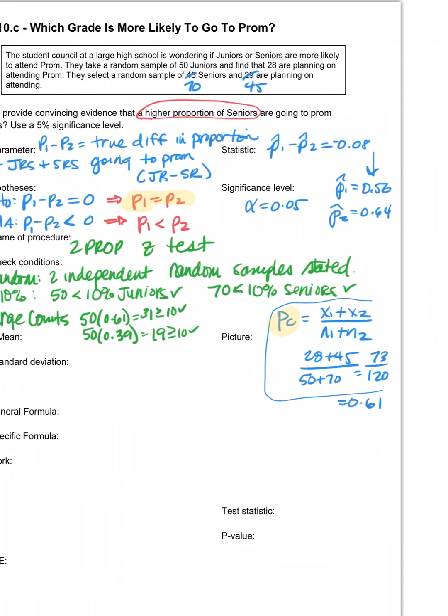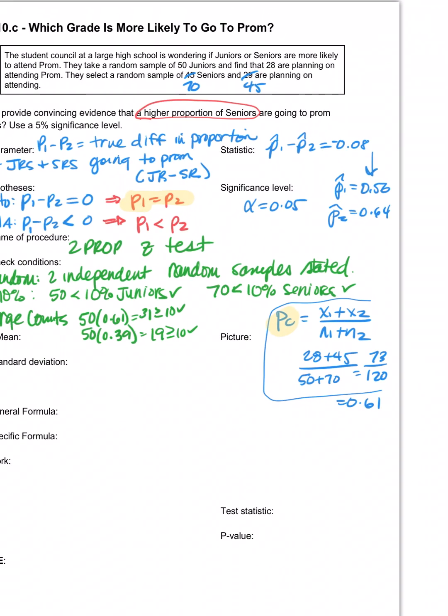Now we're going to do the same thing with the other sample. The other sample was 70, so 70 times 0.61. So 43 is greater than or equal to 10. 70 times 0.39 gives 27, and that's greater than or equal to 10. So they both pass the large counts.